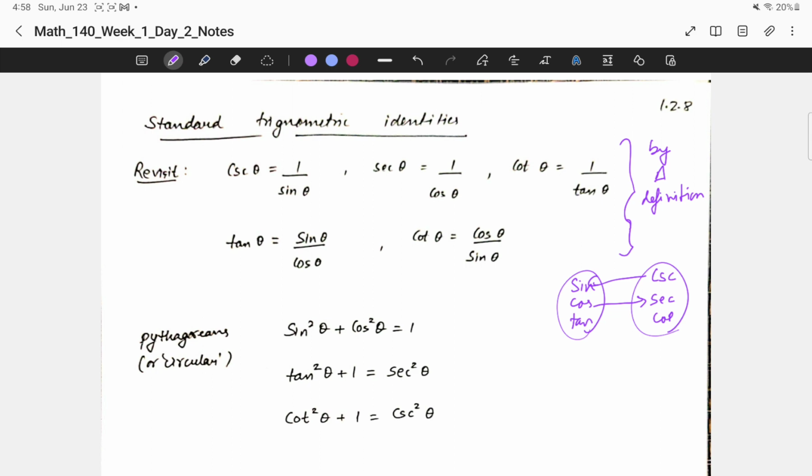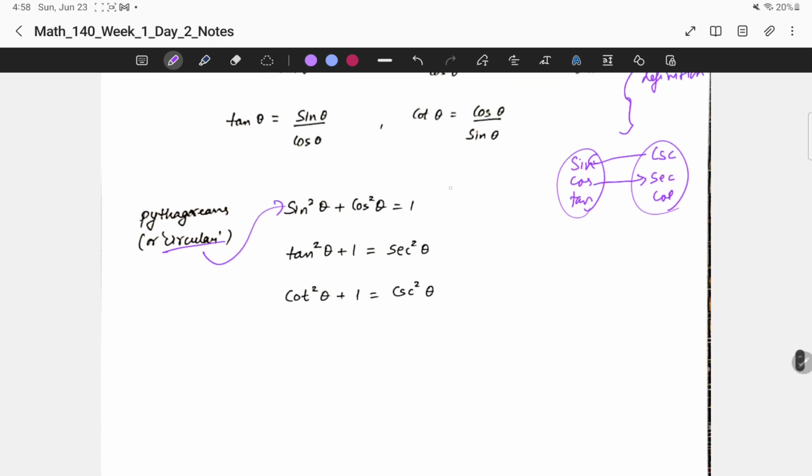Some of these identities are Pythagorean or circular identities. The circular, you recall, we reached by using the equation of a circle. But we can also get here using Pythagoras theorem. Let's say I have a right angle triangle. This is x, this is y, this is h, and this is theta. By our definition, sine theta is opposite over hypotenuse, and cosine theta is adjacent over hypotenuse.